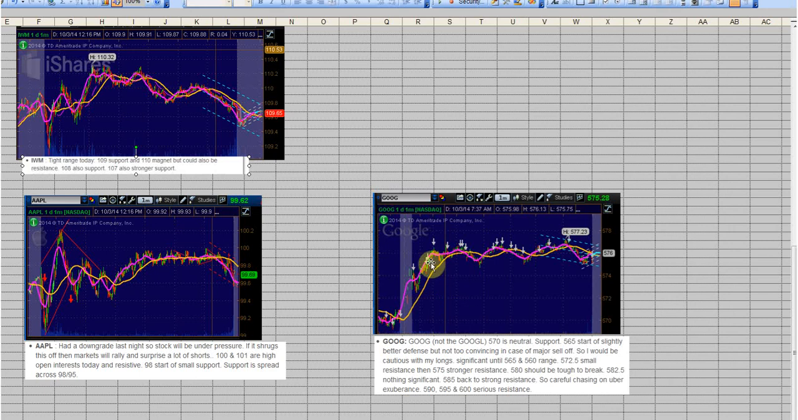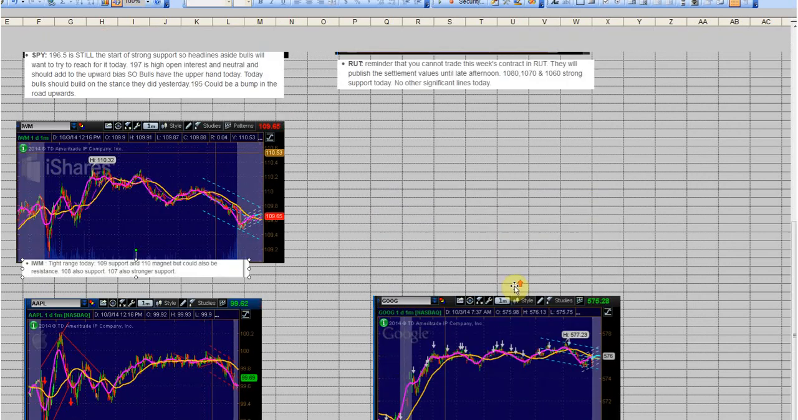This is the Goog, and the Goog, I said, not the Google, 570 was neutral, support 565 is the start, better defense but not too convincing. In case of major sell-off, going to be shaky. 560 to 565 range should hold up, and sure enough, it held up, and that worked yesterday as well. And then also it's not going to go too far. 575 stronger resistance, and look at where it closed, 575.28.